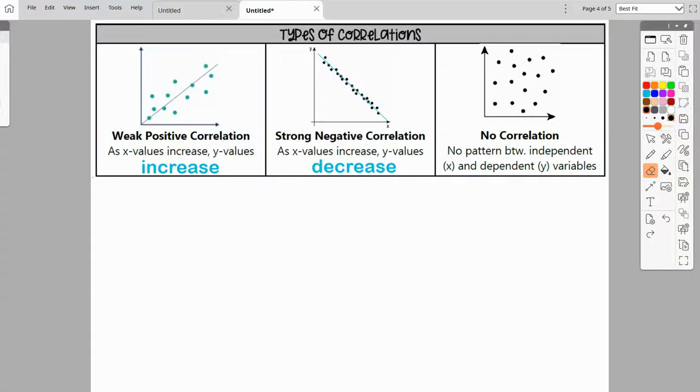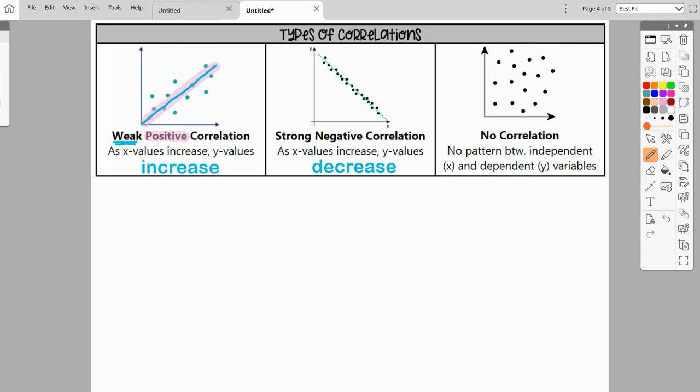Now we're going to look at types of correlations given scatter plot graphs. We go ahead and first have a positive correlation. That's going to be as x values increase, y values increase as well. When we talk about positive, we're going to talk about a positive slope, which is rising from left to right. As you see here, we mentioned that we have a weak positive correlation. And that's because we have points that are pretty far away from the line of best fit.